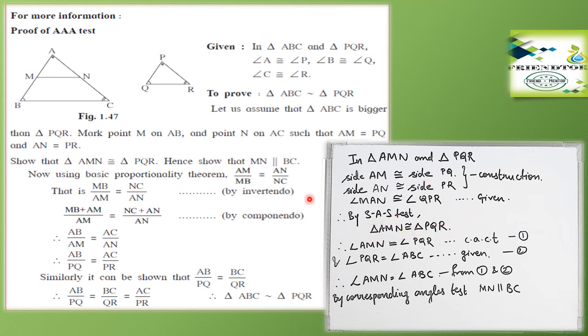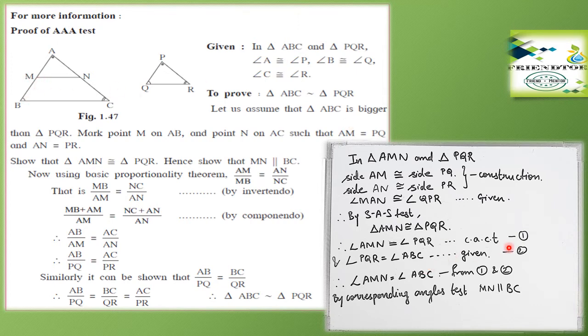Next we need to show that MN is parallel to BC. Now using this congruency we can come to the conclusion that angle AMN is equal to angle PQR because they are corresponding angles of congruent triangles. That means this angle M and this angle Q are corresponding angles of congruent triangles, so they are equal. And also from the given condition B is equal to Q. Now M is equal to Q and B is equal to Q. That means angle M is the same as angle B.